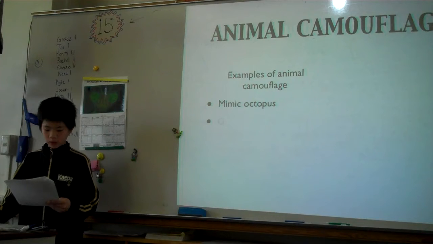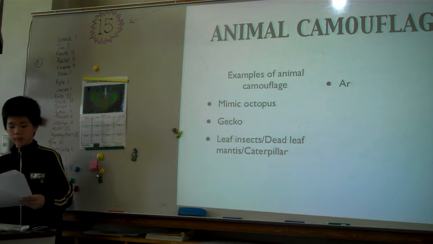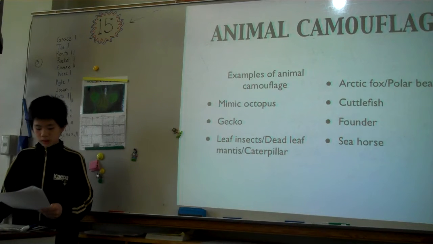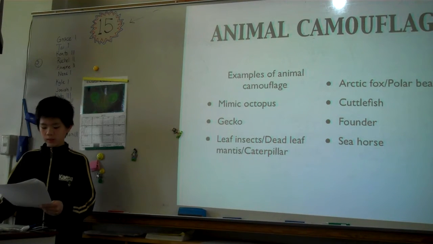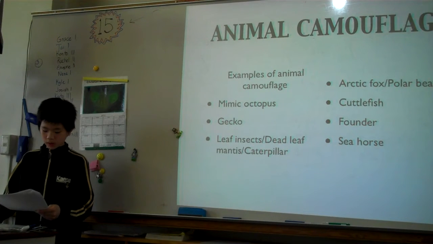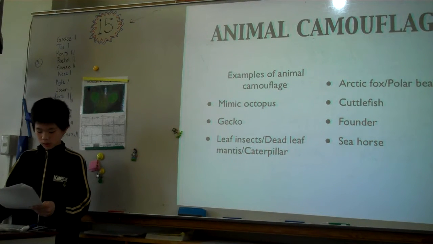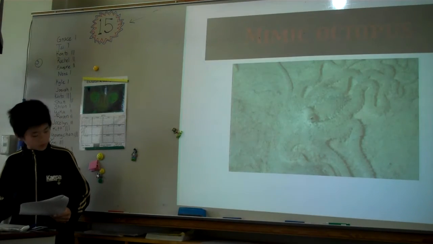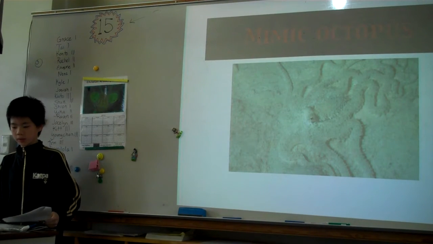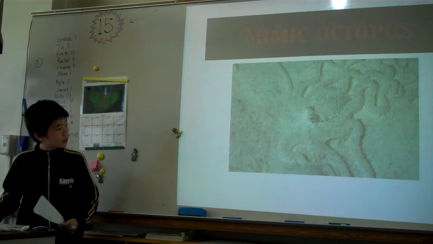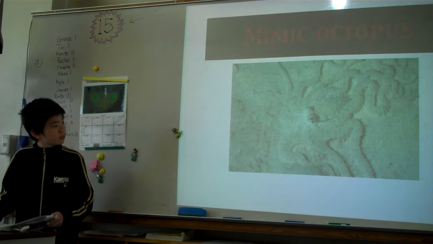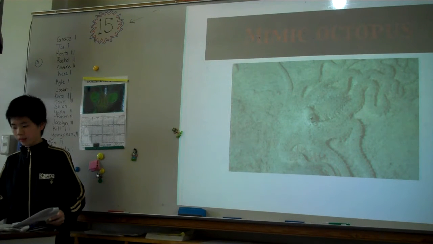Animal camouflage. Different animals use camouflage: mimic octopus, geckos, leaf insects and dead leaf mantis, caterpillars, Arctic fox, and polar bears, cuttlefish, flounders, seahorse. A mimic octopus. This is a picture of a mimic octopus hiding in its surroundings, like its color and texture.